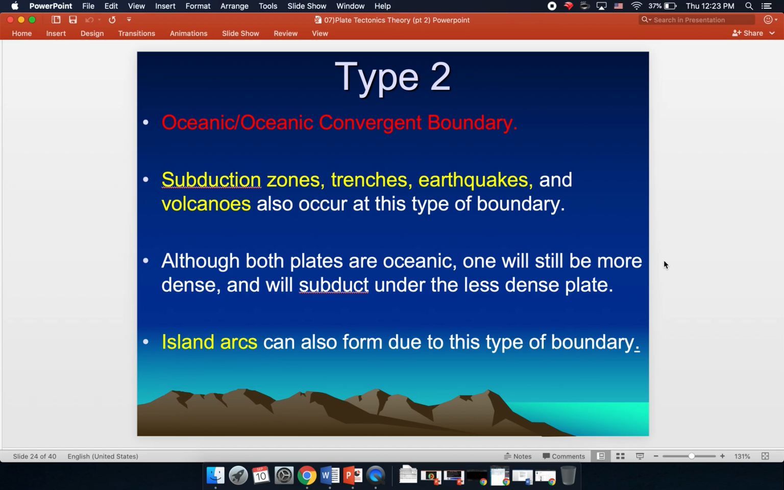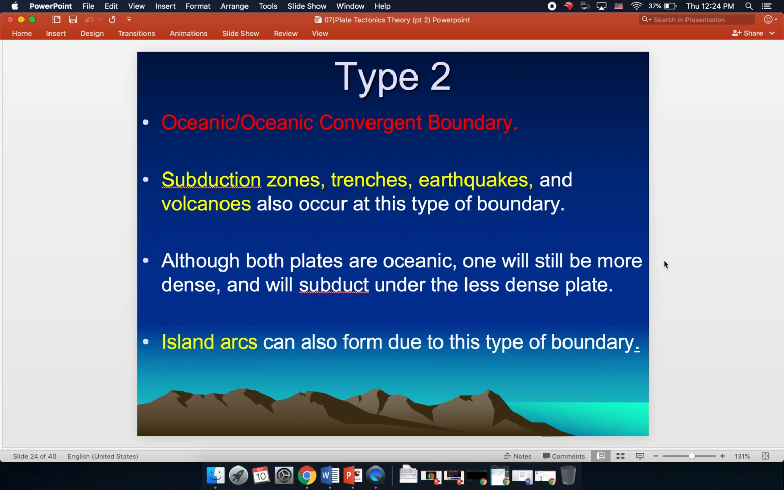The second type of convergent boundary is oceanic to oceanic. You have two oceanic plates that are being forced together. The features associated with this are subduction zones again, trenches again, earthquakes again, and volcanoes again. So just like oceanic to continental, you get the same features with an oceanic convergent boundary.